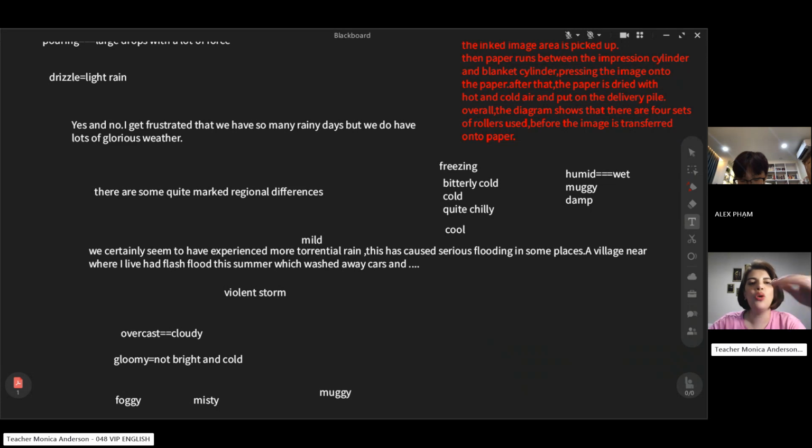Well, so we have, when talking about rain, heavy rain, light rain, drizzle, shower, or for example, torrential rain. You can use all of them, okay?